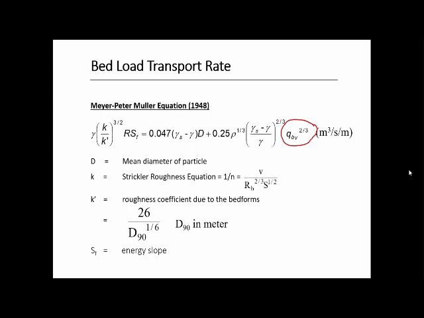So dekat mana dia punya energy approach dia dekat sini? So SF here is your energy slope. Okay, is your energy slope. So I think in your hydraulic class or in your fluid mechanics class, you know how to determine the energy slope. Still remember how you calculate the energy slope from the previous course.